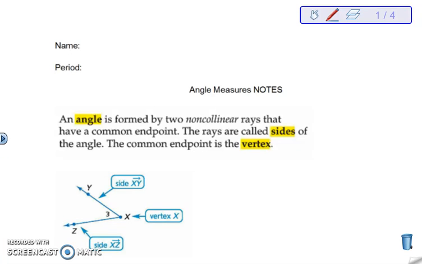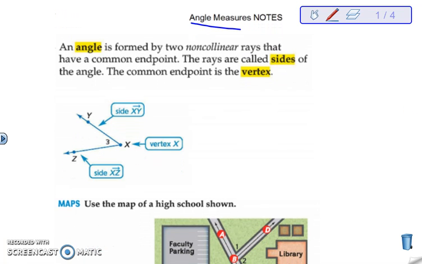Alright, so today we are talking about angle measures. Again, you probably have seen a little bit with this before, but let's just make sure we're all on the same page. So an angle is formed when you have two non-collinear rays that have a common endpoint. In other words, got a ray here, got a ray here. They meet at the same point. That point is called the vertex, and the rays are the sides.